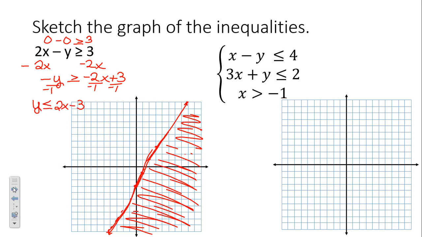If I'm in standard form, I can find the intercepts very, very easily. So if I want the intercepts, I say, let's let x be 0. If x is 0, it's gone. So what's y going to be?